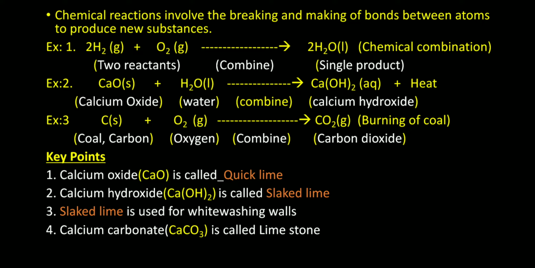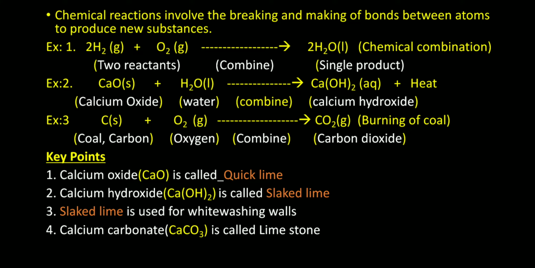Then come to the third example for the chemical combination reaction. C is the carbon or the coal plus O2. When carbon is heated in the presence of oxygen, there is a combination of carbon and oxygen, and it forms carbon dioxide. This is the burning of coal. This carbon dioxide formula is CO2, which is in the gaseous state.